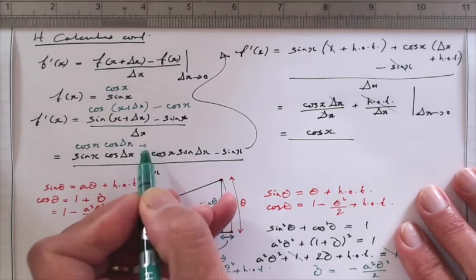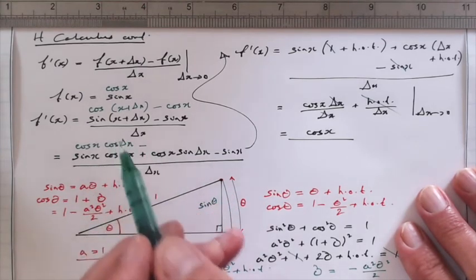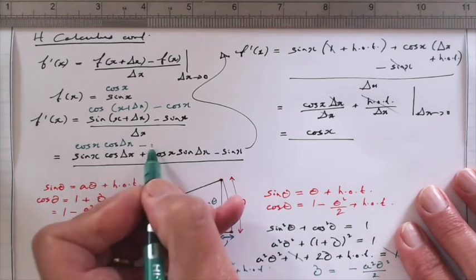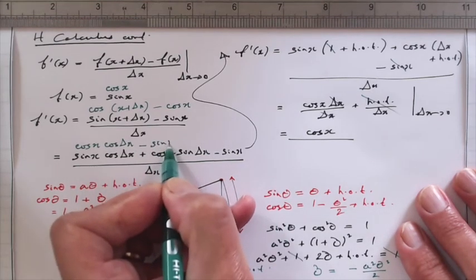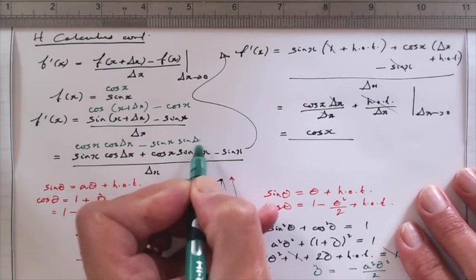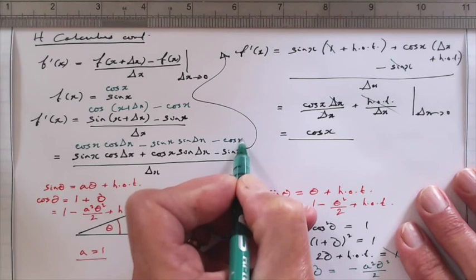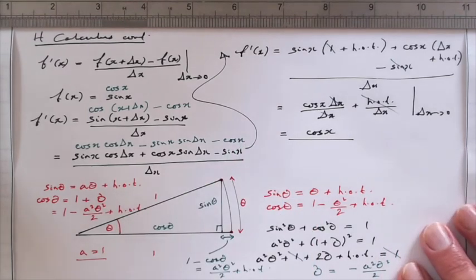And then remember the addition formula for cos of a plus b is cos a cos b minus sine a sine b. So I would have minus sine x times sine delta x, and then I subtract cosine of x. I then have exactly the same as before.